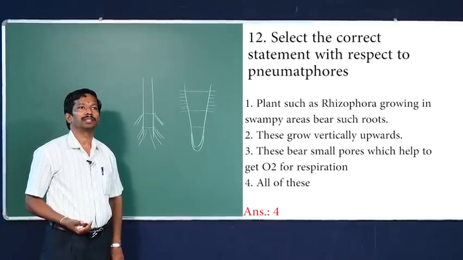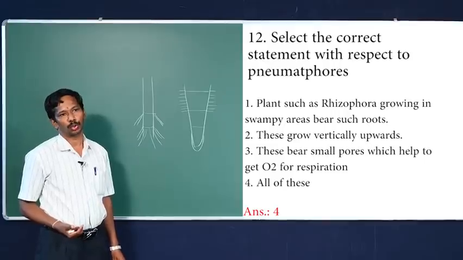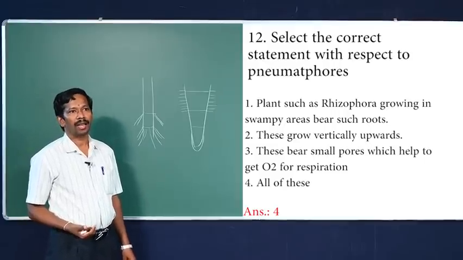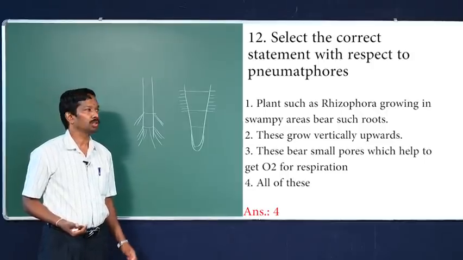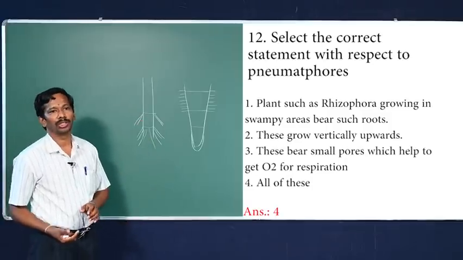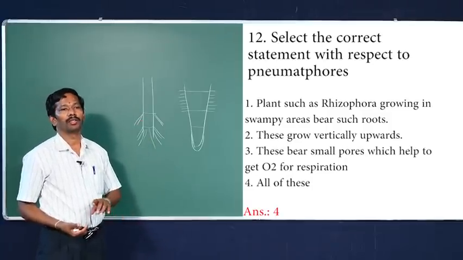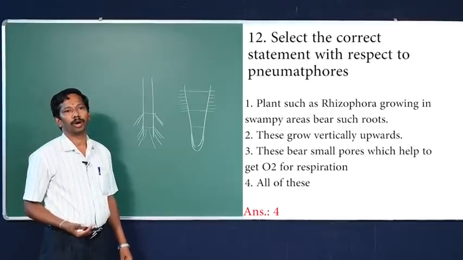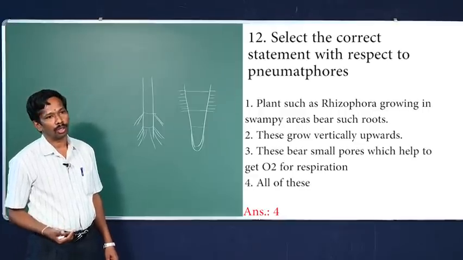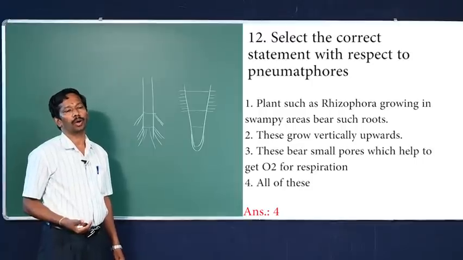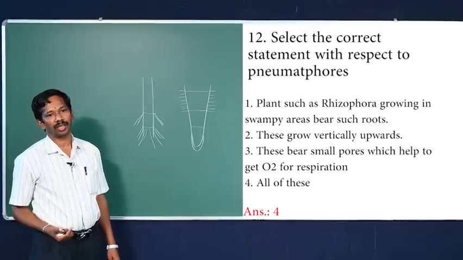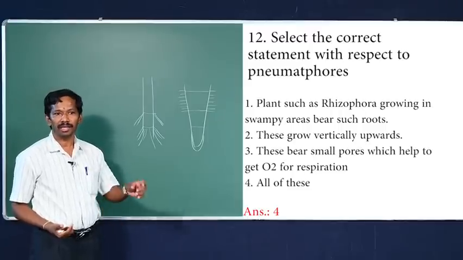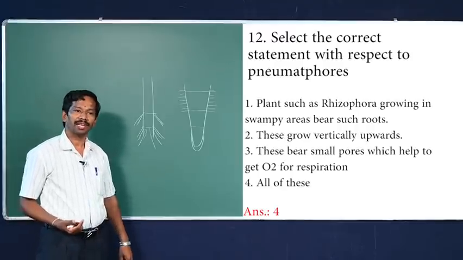Question number 12. Select the correct statement with respect to pneumatophores. First one, plants such as Rhizophora growing in swampy areas bear such type of root system. Second one, these grow vertically upward, that is negatively geotropic, compared to other types of root system. Third one, these bear small pores which help in the exchange of gases or oxygen for respiration. And fourth option, all these. Answer is the fourth one, all these, because pneumatophores are also called breathing roots, which help in exchange of gases, and those small openings present in this part of the plant body are called lenticels.